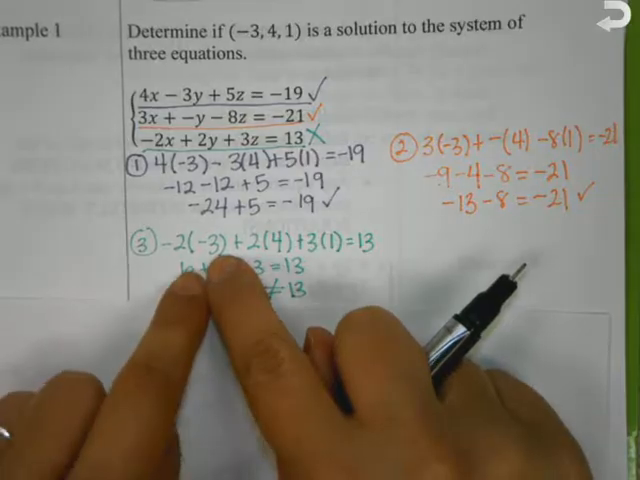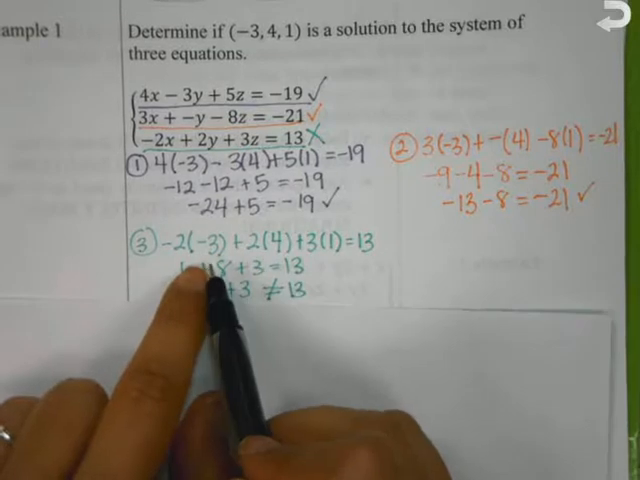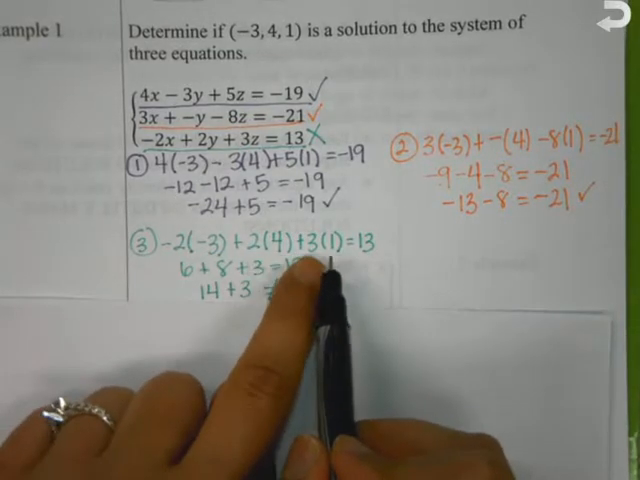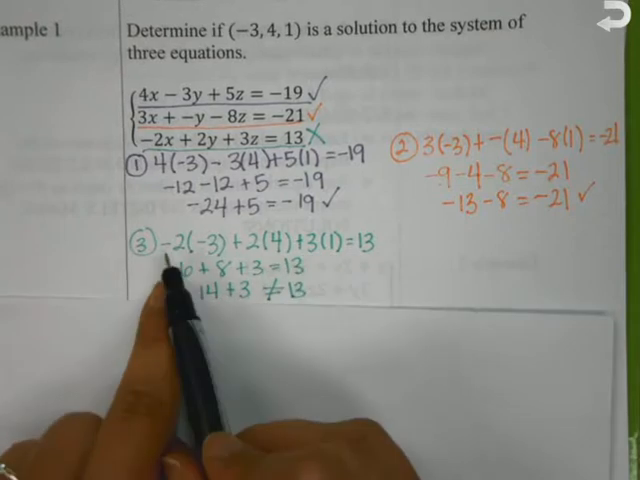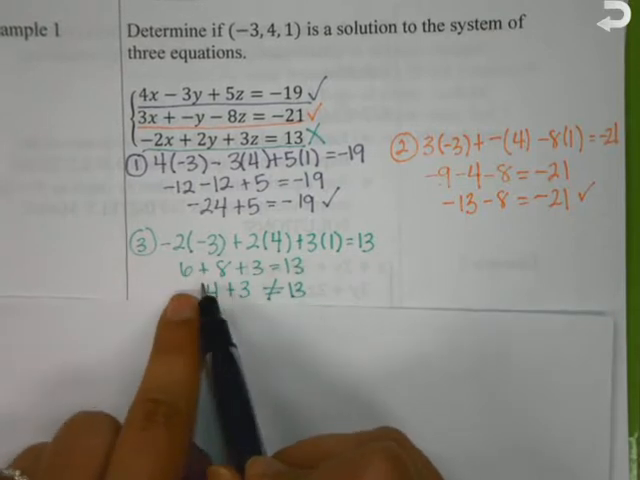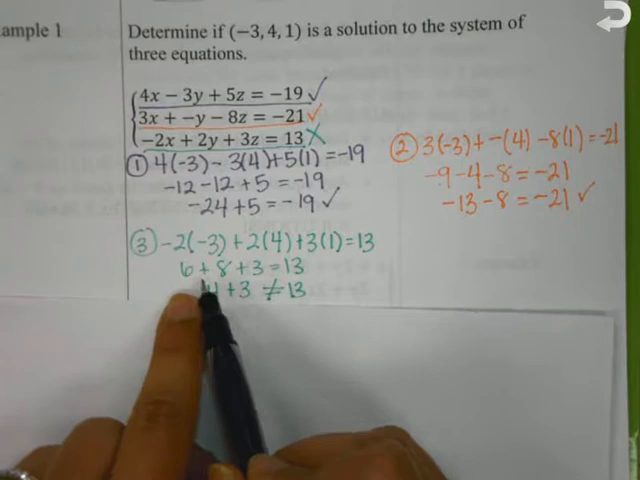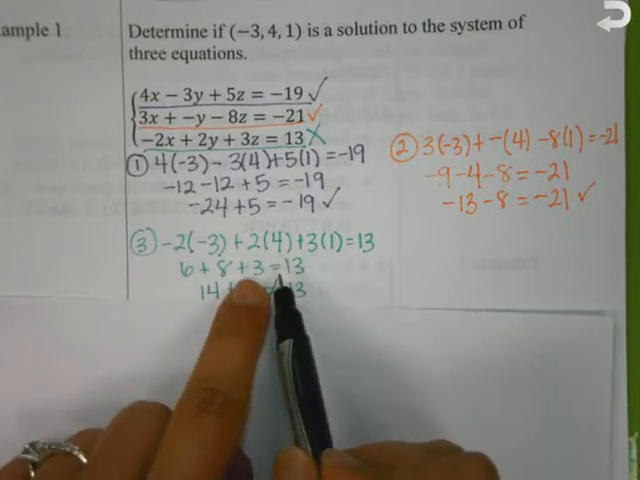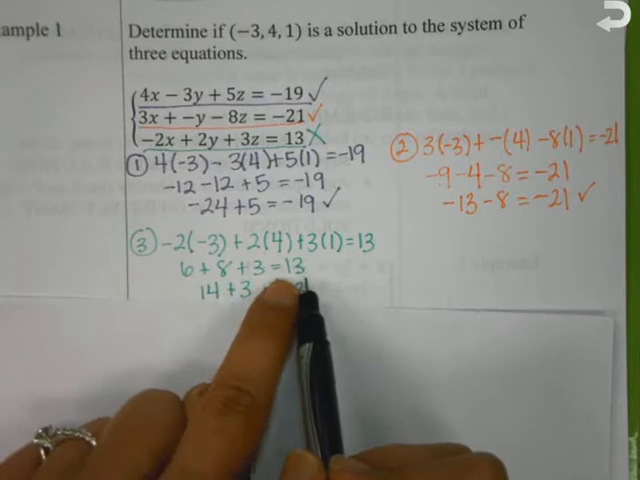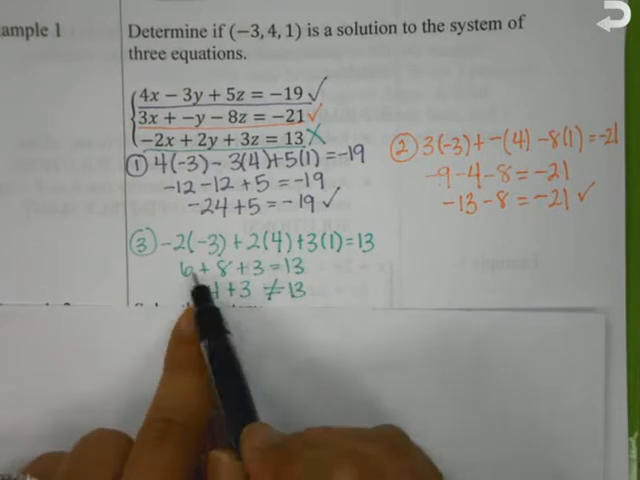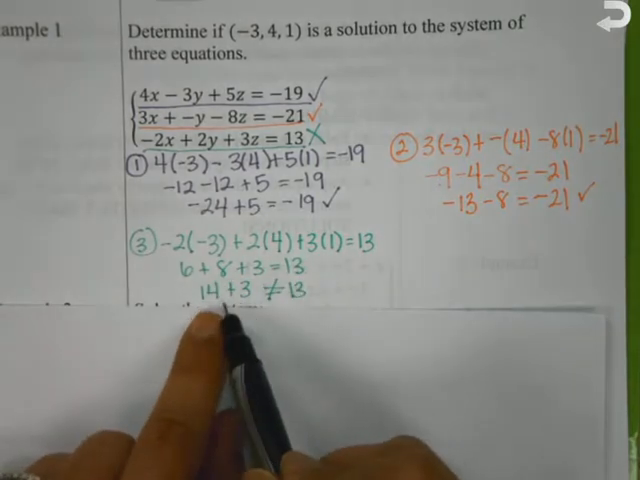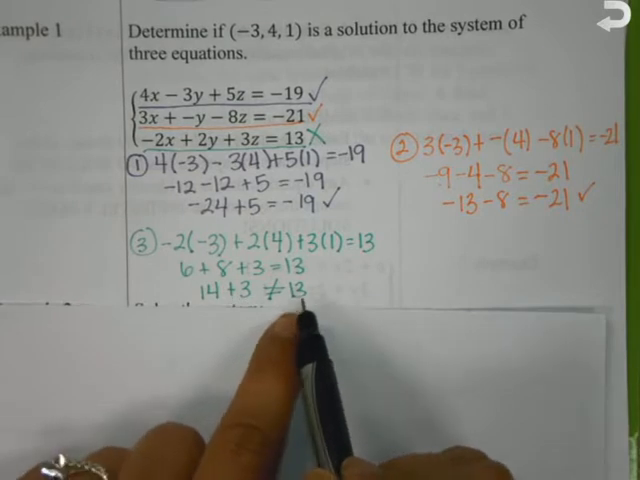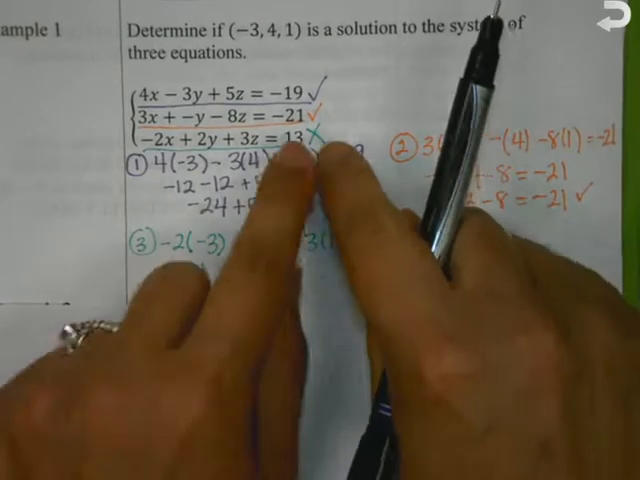So for the 3rd equation, I plugged in -3 for x, +4 for y, and 1 for z. Negative 2 times negative 3 gave me positive 6, plus 2 times 4 gave me 8, plus 3 times 1 gave me 3. I wanted that to equal 13. 6 plus 8 is 14, plus 3 actually gives me 17, which is not equal to 13. So it does not work for the third equation.